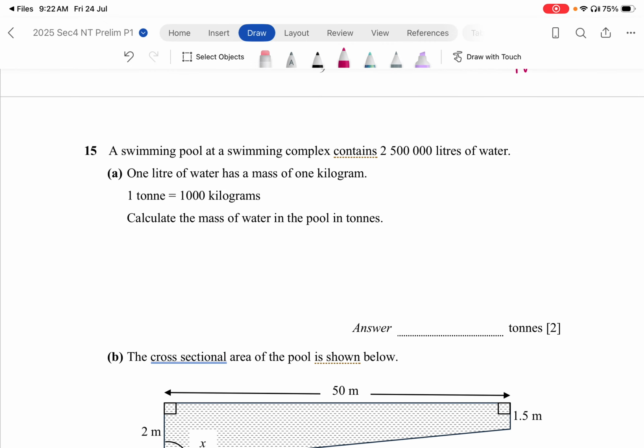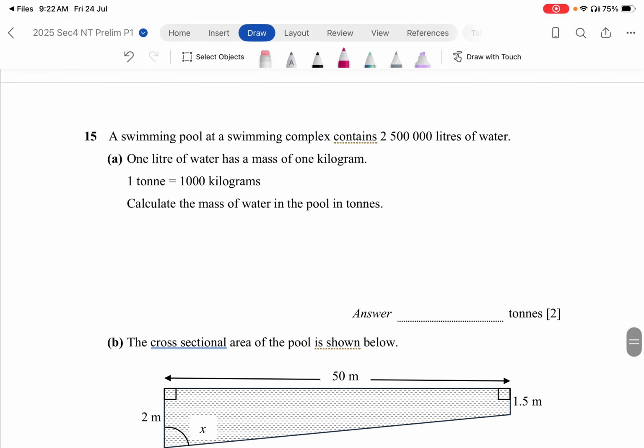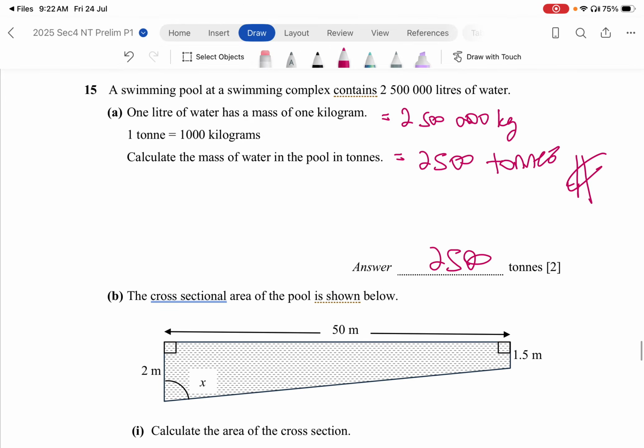So this one, okay, this is the last question. Let's show you this one. 1 liter has a mass of 1 kg. So this 2,500,000 liters is 2,500,000 kg. Change to ton, divide by 1,000, 2500 tons. So it's 2500 tons.